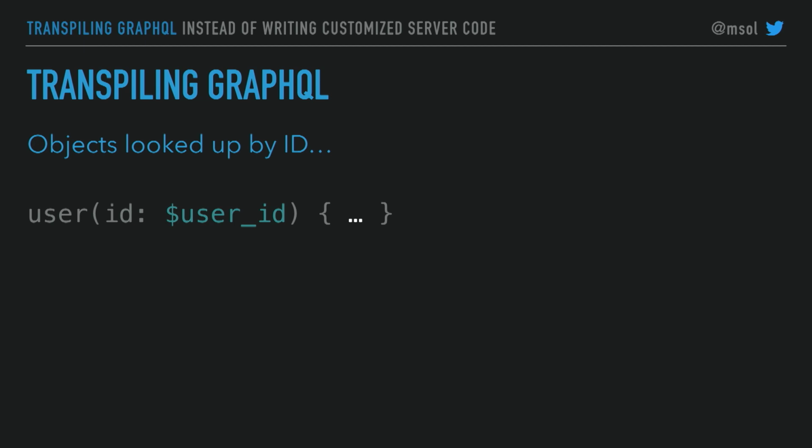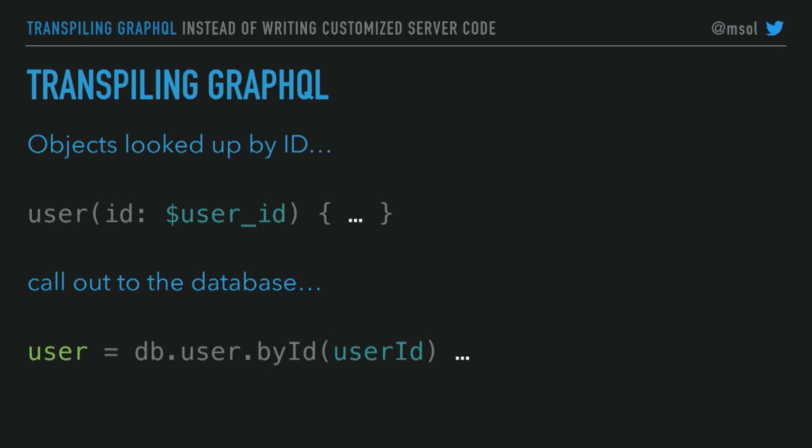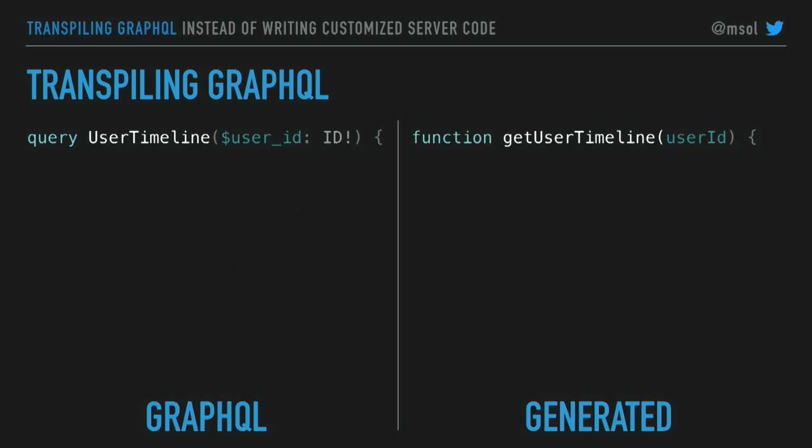We're passing in just that one argument. In this case, this is going to be translated into a call out to a database. So here we might do something like database.user by ID and pass in that user ID. So let's look at this back in context, where over here on the left, we're asking for the user by ID, and on the right in the function, we're actually getting the user from the database.